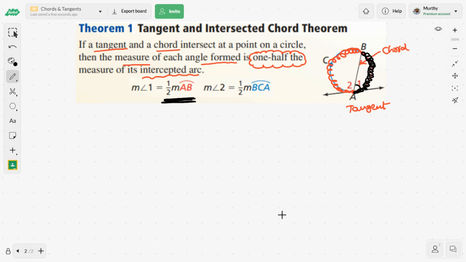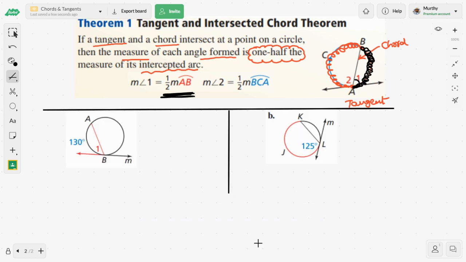In such case, I'll give one example. Well, there are two examples here. So the first one is, measure of the arc is given. Please notice that measure of the arc is given as 130 degrees. Measure of arc AB is given as 130 degrees, and the question is, what is the measure of angle 1?